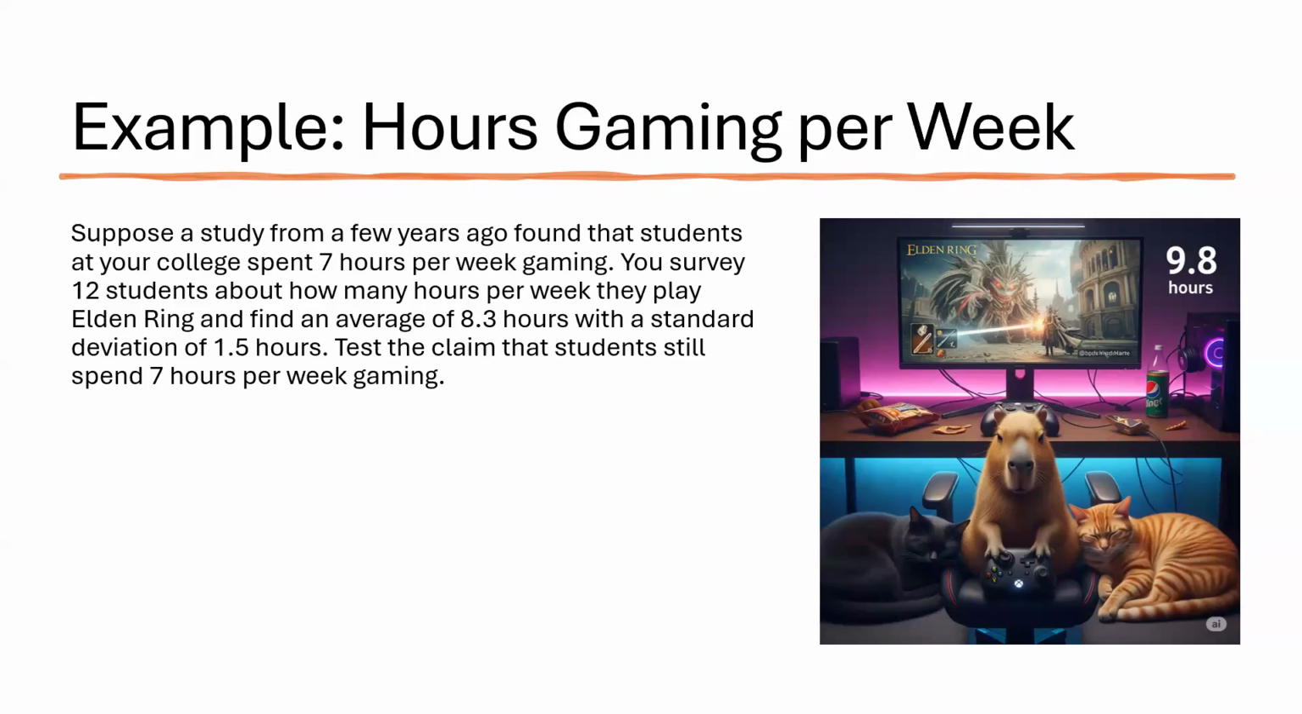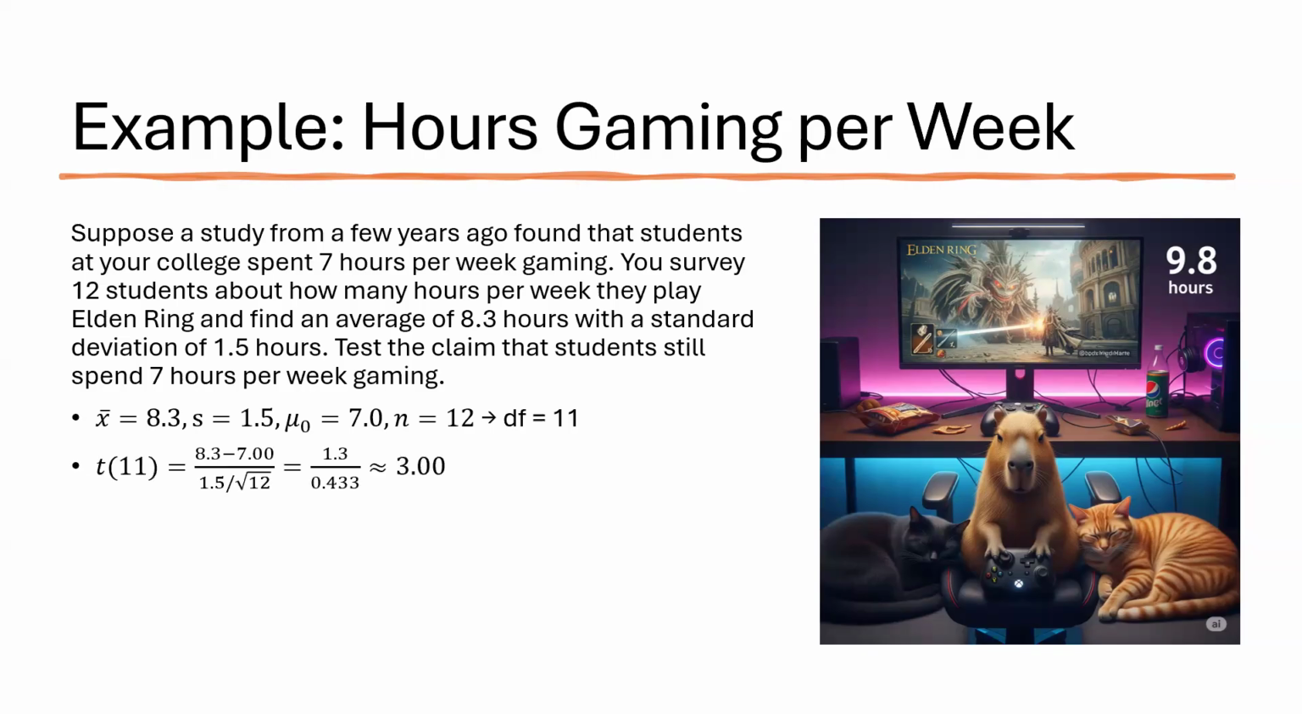Let's walk through a complete example. You survey 12 students about how many hours per week they play Elden Ring. You find sample mean is 8.3 hours, sample standard deviation 1.5 hours, hypothesized mean 7.0 hours, and sample size 12. Using the formula, we would have our mean 8.3 minus the population 7.0 divided by the sample standard deviation 1.5 divided by the square root of n, 12. We get about 3.0.